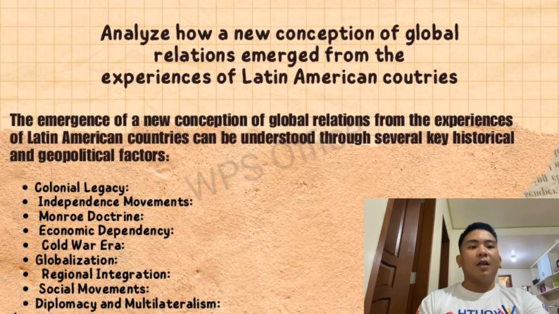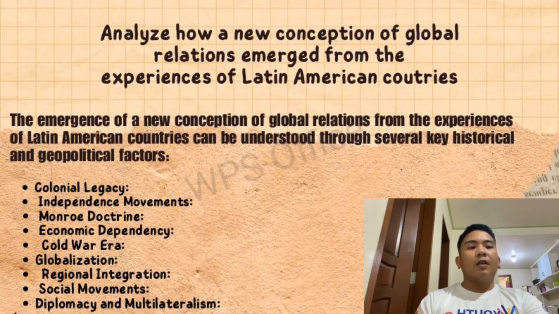My topic is to analyze how a new conception of global relations emerged from the experience of Latin American countries. The emergence of a new conception of global relations from the experience of Latin American countries can be understood through several key historical and geopolitical factors.